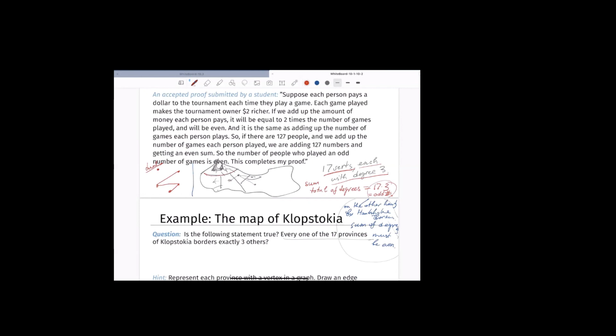And what was my assumption? My assumption was that such a graph exists. Such a map of Klopstokia can be drawn. So a map exists, that is, a graph with 17 vertices, each of which has degree 3. That is the only assumption that I've used, which by this chain of logical deductions landed me at an absurdity. Therefore, that assumption has to have been wrong, and therefore such a graph does not exist, I conclude.